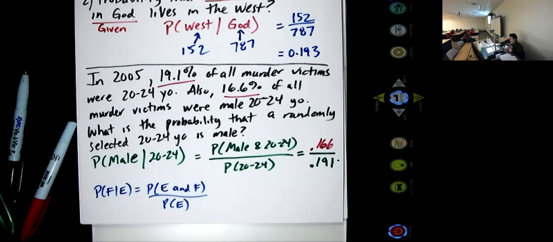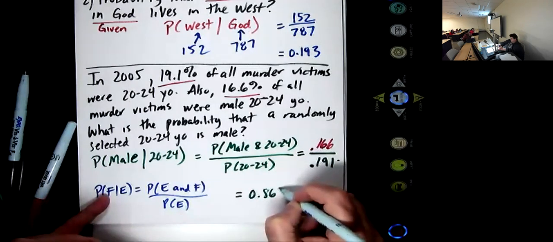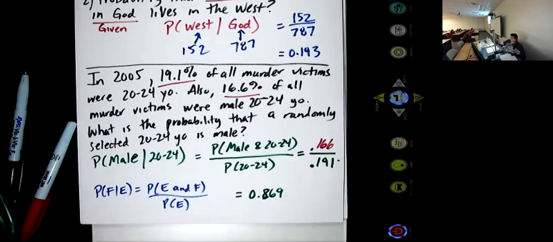So what does that equal? 0.166 divided by 0.191. Oh, clear the calculator. 0.869.